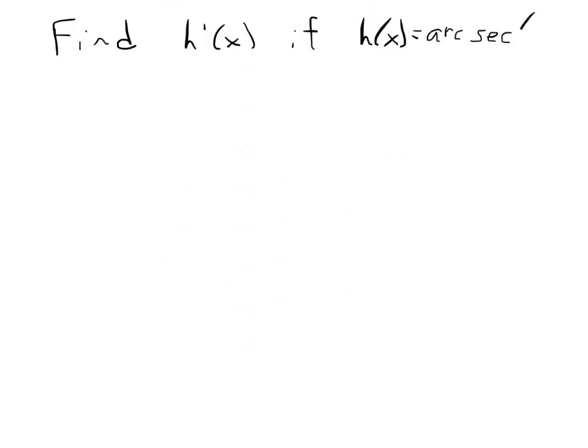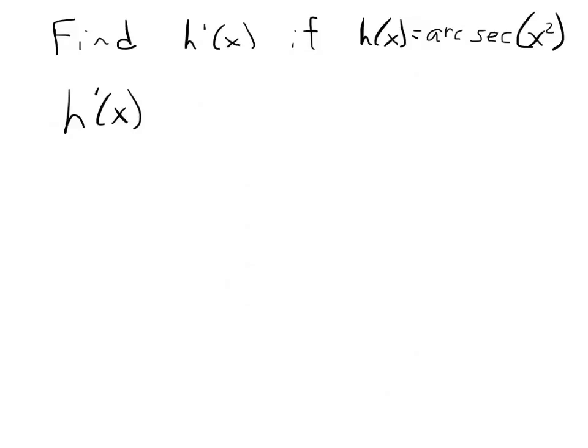I was going to do my product rule one next, but I think I'll do another fairly simple one. So find h prime of x if h of x is arc secant of x squared. So arc secant is probably the most complicated one because it has x's show up in two different places. So we'll work carefully through this one.